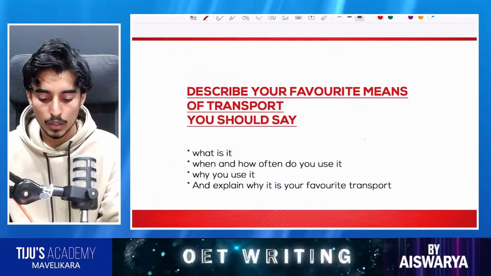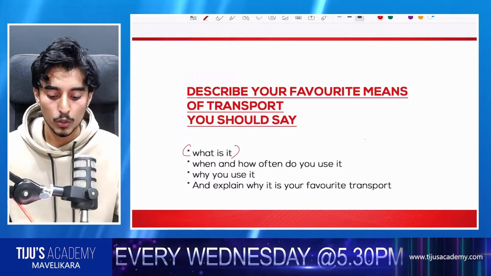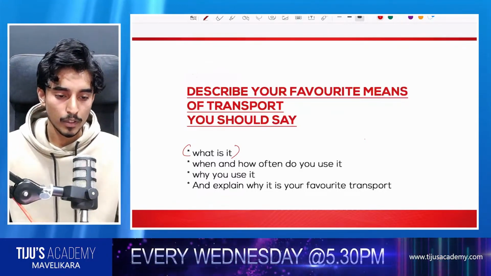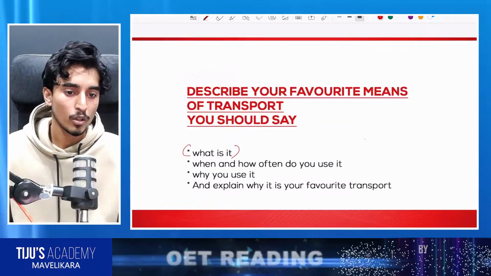Okay, so first thing you have to do here, you can see here, this is the first question that is asking you to describe what that means of transport is. Okay, so the first question usually is related to that question itself, so that might not take a lot of time for you to answer.